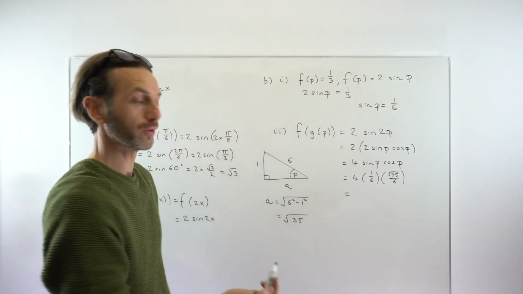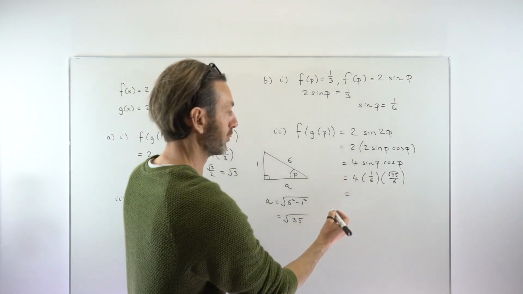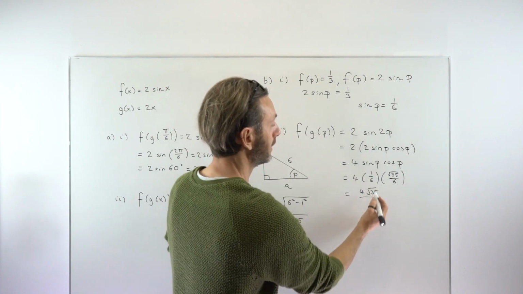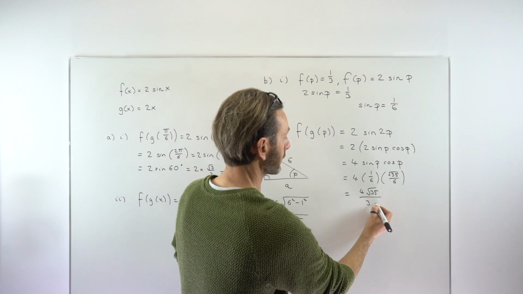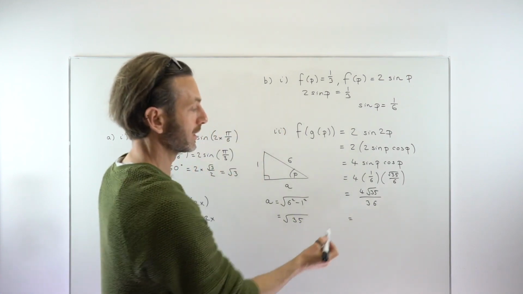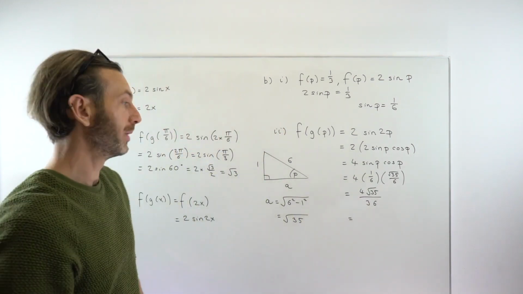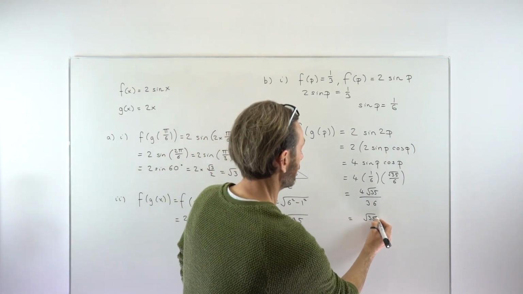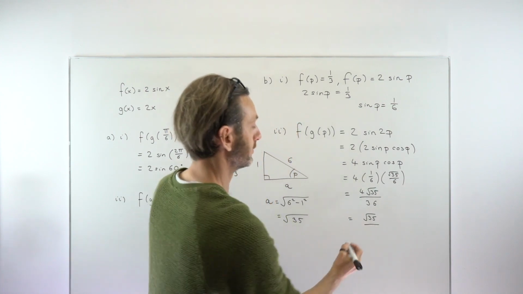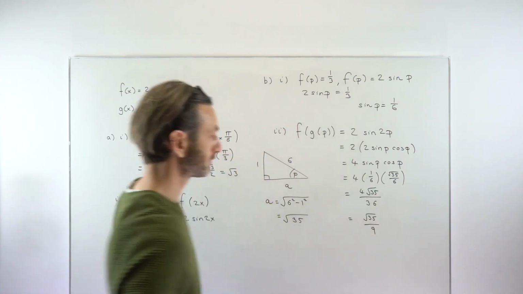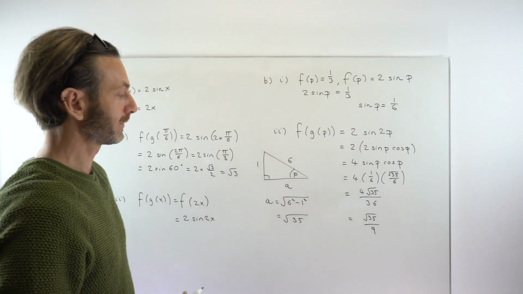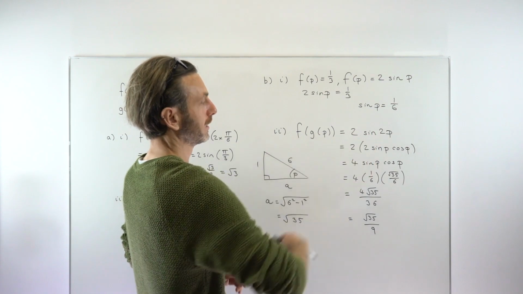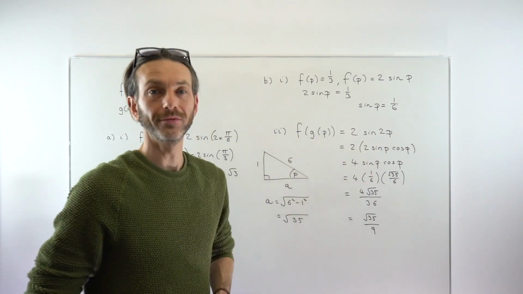Then we can just multiply this all together. So 4 times 1 times root 35, that is 4 root 35 on the numerator. 6 times 6 on the denominator to give us 36. That would simplify down because these are both divisible by 4. So that's going to give us root 35 divided by 9. And I think for that one, that is the final answer. So the exact value of 2 sine 2p is root 35 divided by 9.